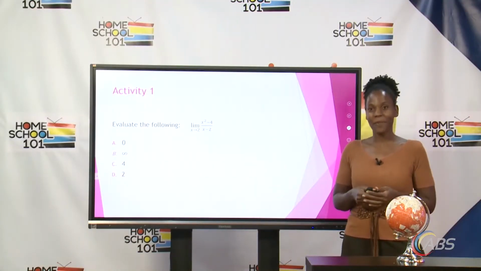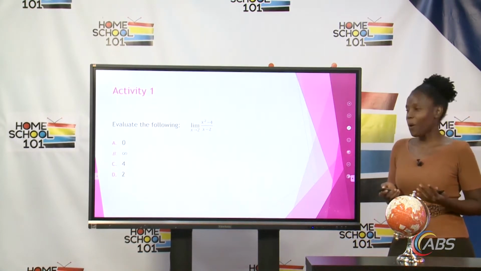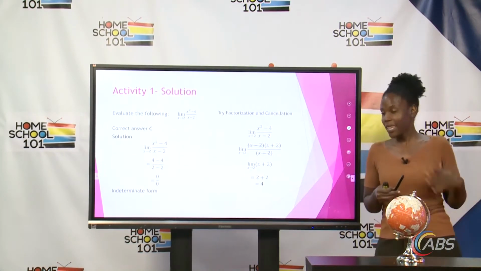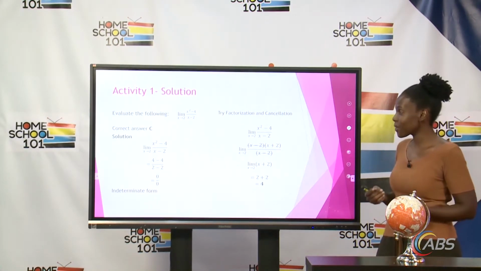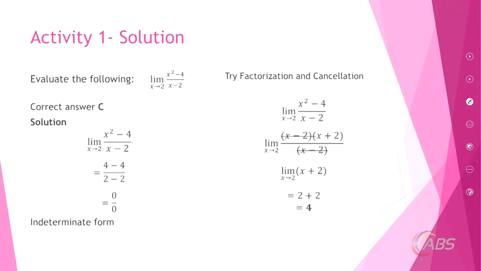Alright, so welcome back. We will go through the activity. It states evaluate the following. As you would see, if you attempted a direct substitution, you would end up with a value of 0 over 0. Hence, you would need to factorize and then cancel. If we're looking at the numerator, x squared minus 4, that is also a difference of squares. So it is x minus 2 times x plus 2. We cancel, then we do our direct substitution, and we end up with a value of 4. Hence, the correct answer is C from the options that were given.